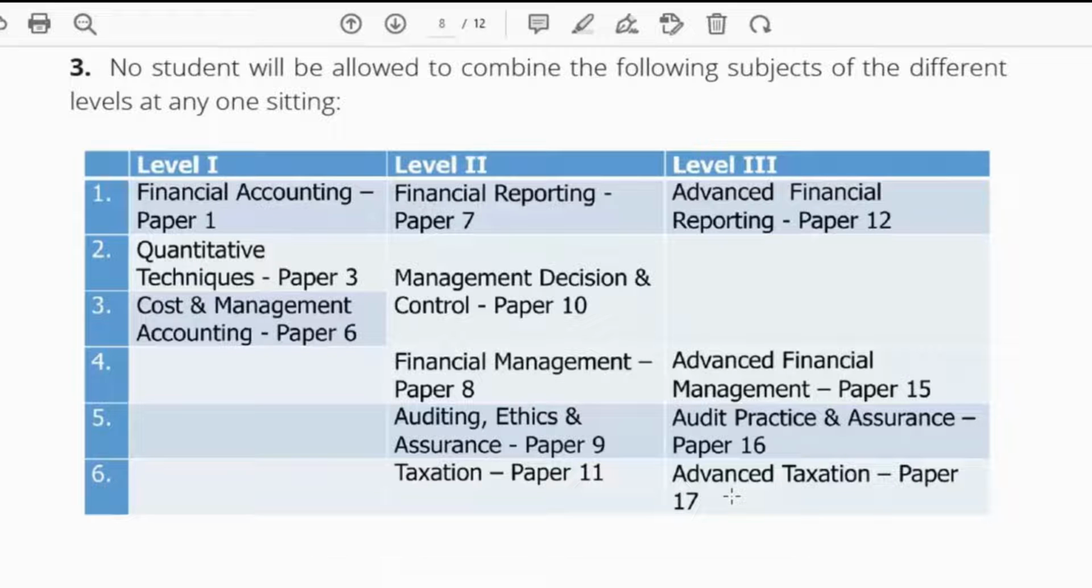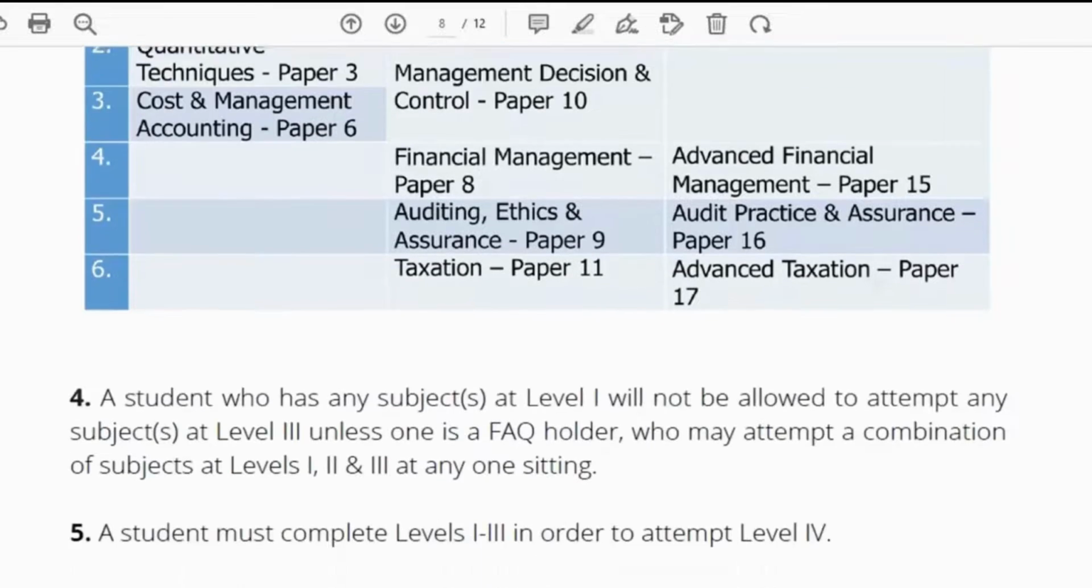Even if these are the only two papers you have, you cannot do these concurrently or at the same time. You find that the examination timetable has actually been designed in such a way that these papers are scheduled at the same time. You find that maybe taxation is happening at 2 p.m., advanced taxation is happening at exactly the same time. So you should plan very, very well. And of course, as you progress in the course, you'll be able to know which papers you can do at the same time.